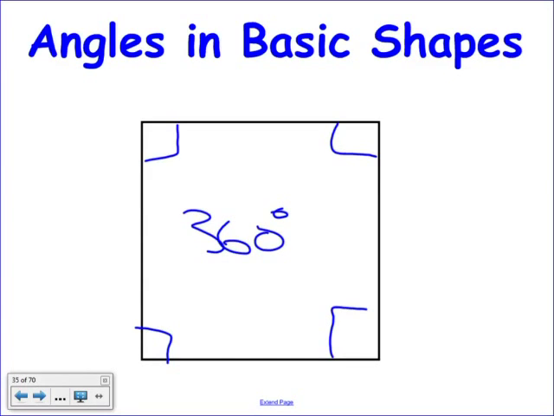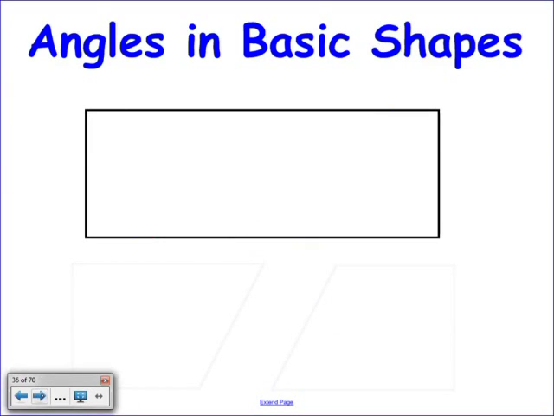What if I haven't got a square? What if I've got one of these things? Rectangle. What do they add up to? Same thing, 360, because again I've still got 4 right angles. My interior angles on a rectangle add up to 360.